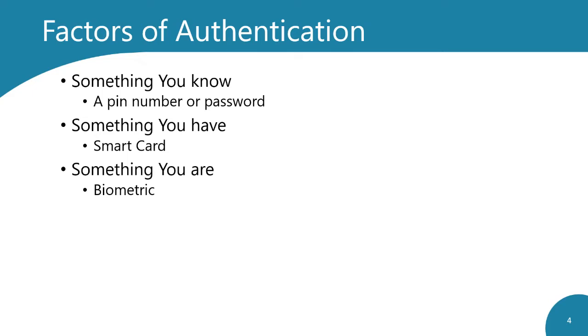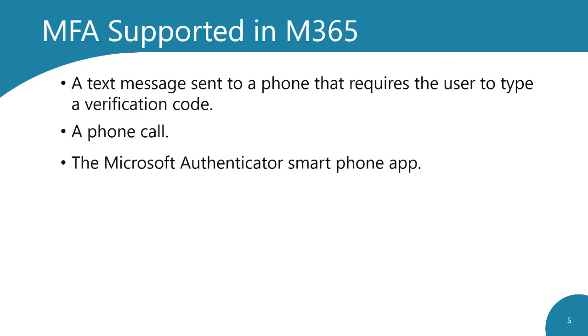Now we come to the final part of this video, that is multi-factor authentication supported in M365. A text message sent to a phone to verify a user is the first option. Then you can get verified with a phone call also. And you can also use the Microsoft Authenticator application on smartphones, so that you will be requested to enter the 6-digit number from the Microsoft Authenticator app, and by entering this number you get verified and get access to the digital assets of your organization.